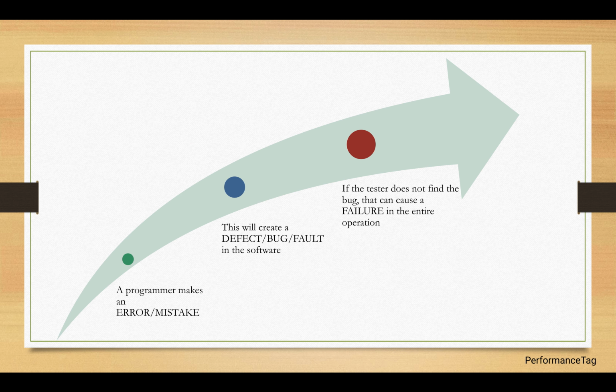To have a clear vision about error, defect, failure, consider this schema. We can see here that a human resource, a programmer, makes an error or a mistake. This error will create a defect, a bug, or a fault in the software. And if this defect is not found by the tester, this can cause a failure in the entire operation.